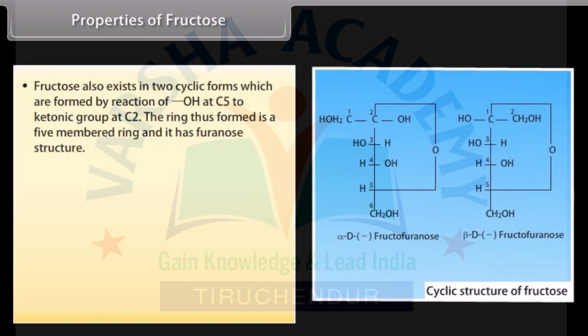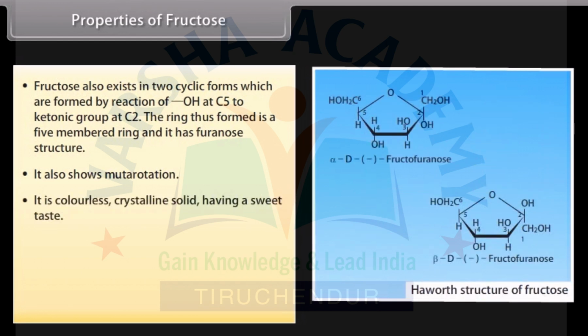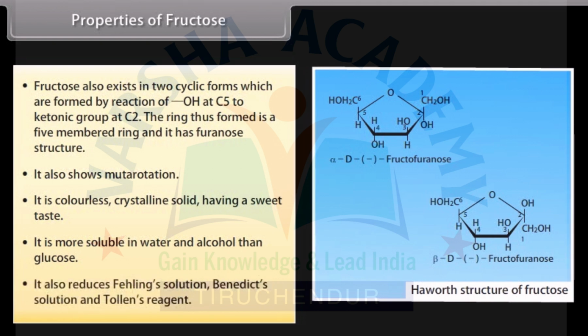It also exists in two cyclic forms which are formed by reaction of the OH at C5 with the ketonic group at C2. The ring thus formed is a 5-membered ring and it has furanose structure. It also shows mutarotation. It is a colorless, crystalline solid having a sweet taste. It is more soluble in water and alcohol than glucose. It also reduces Fehling's solution, Benedict's solution and Tollens reagent.